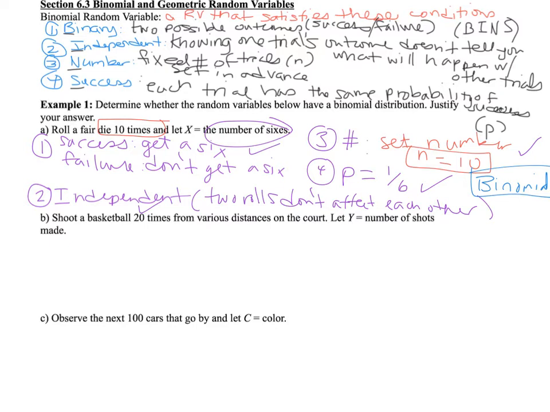Okay, so for number 2, we are shooting a basket 20 times from various distances on the court, and our variable is going to be the number of shots made. So in the beginning, my binary thing, that actually works. So my binary aspect of it is a success, in this case, is making a shot. My failure is missing a shot.